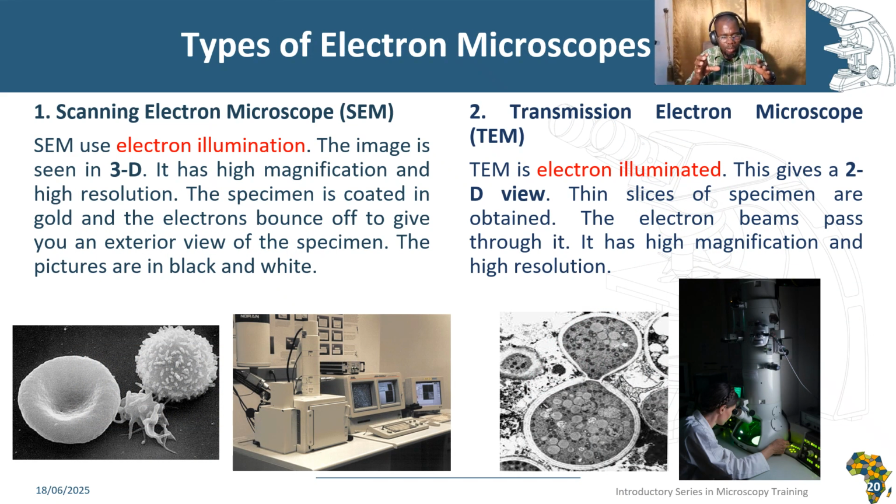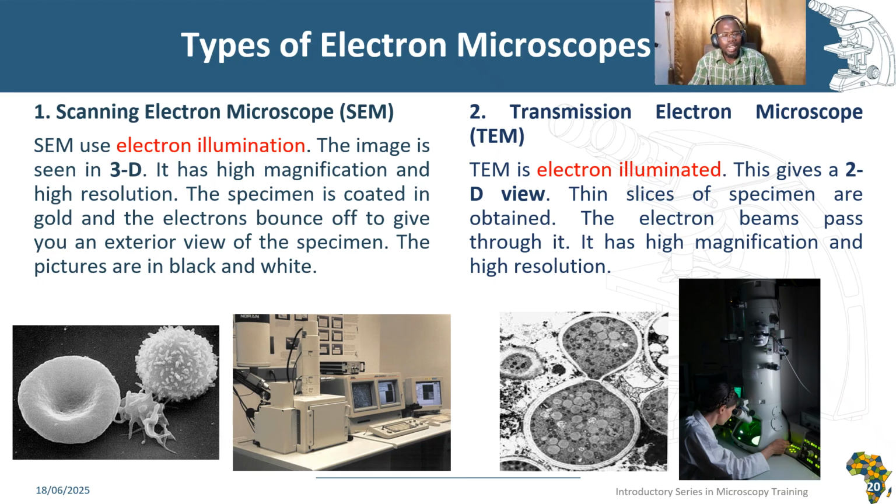The electron microscope is a type of microscope that uses an electron beam as a source of illumination. Basically, we have two types of electron microscope: the scanning electron microscope and the transmission electron microscope.